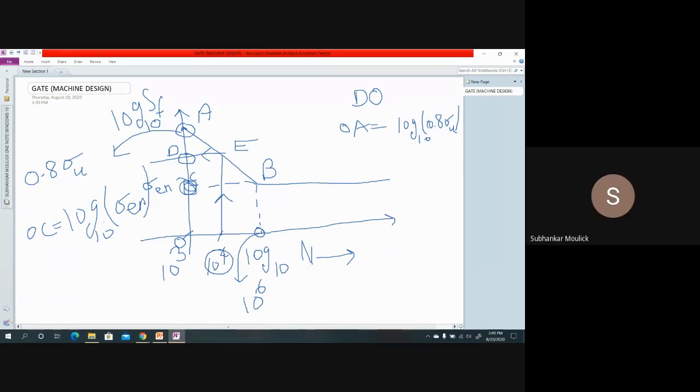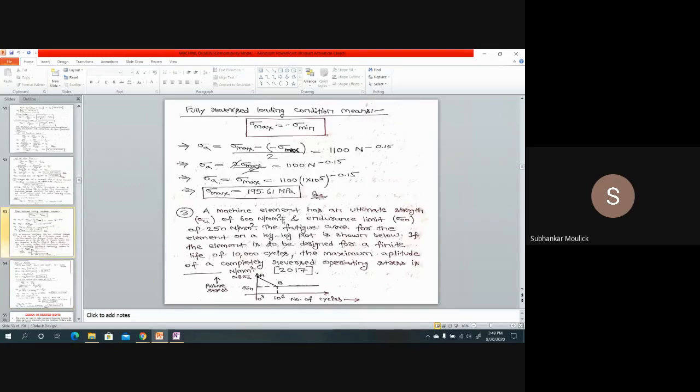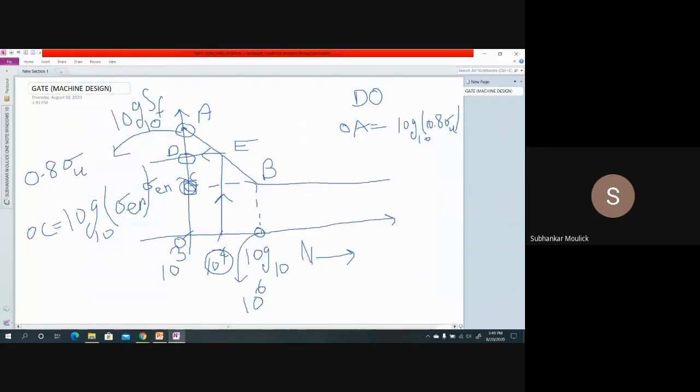Yes sir. Fine. So with this, I will get the value of OC. With this, we have got the value of OC. Now, what I need to find out is the value of DO. For that, what will I do?